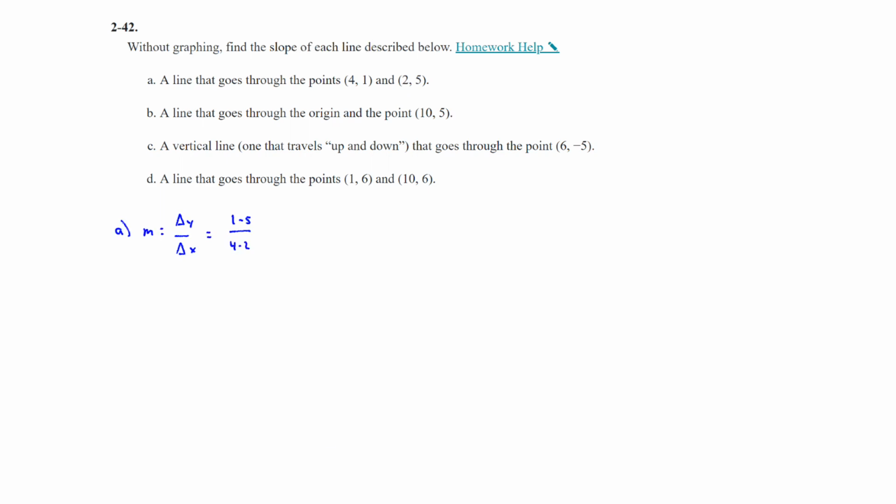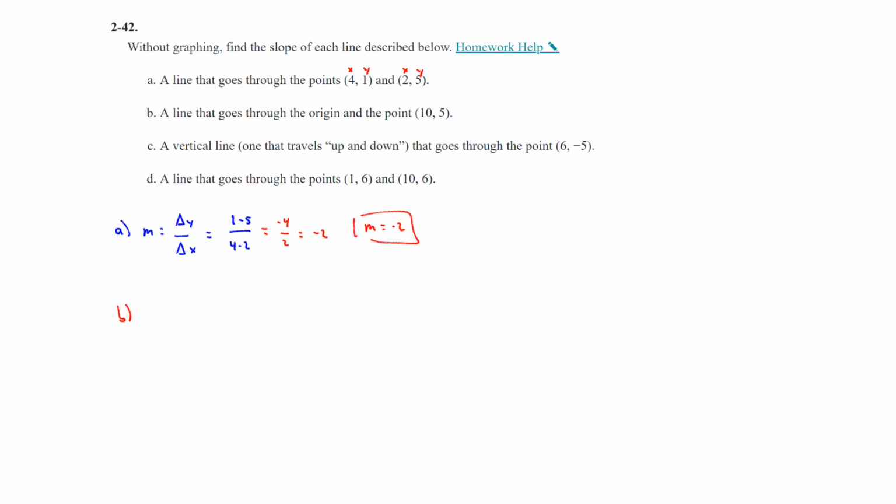Make sure that you're just paying attention to the points. So the 4 and the 2 are your x, and the 1 and the 5 are your y. Go ahead and subtract. That's -4/2, and then reduce if you can. In this case, it would be -2. So m, or our slope, is equal to -2.